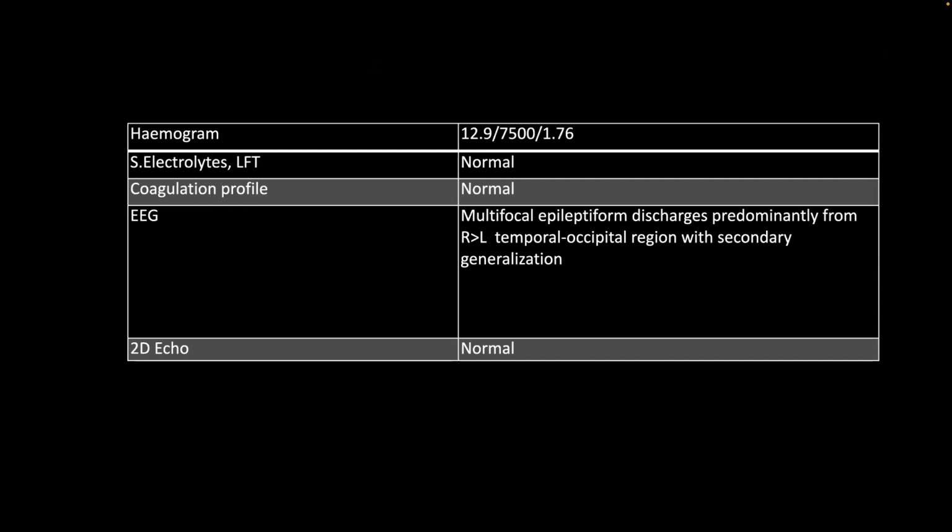As mentioned, considering that this is Down syndrome, we have ruled out a coagulopathy. Even a 2D echo was done to see any cardiac issues, but it came out to be normal with good ejection fraction, and the EEG showed multifocal epileptic discharges predominantly from the right side. The only significant finding was dental caries she had. And there was no trauma per se to cause this.